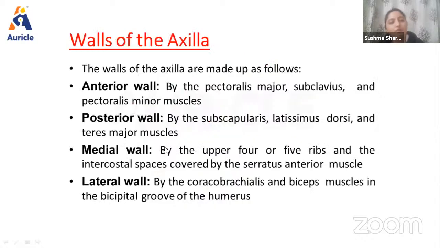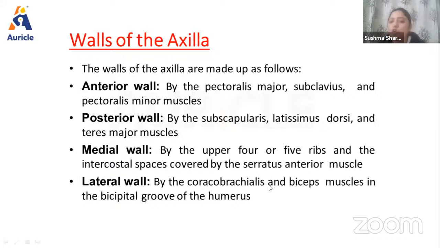Then the walls of the axilla. Until now, we have finished the apex and the base. Now it is a pyramidal structure, so I've done the apex and I have the base. Now I have to do the walls. The anterior wall is formed by the pectoralis major, subclavius, and the pectoralis minor muscle, which you can remember as PSP muscles. Anterior is PSP muscles. Posteriorly, it is bounded by the subscapularis, latissimus dorsi, and teres major muscles, right?